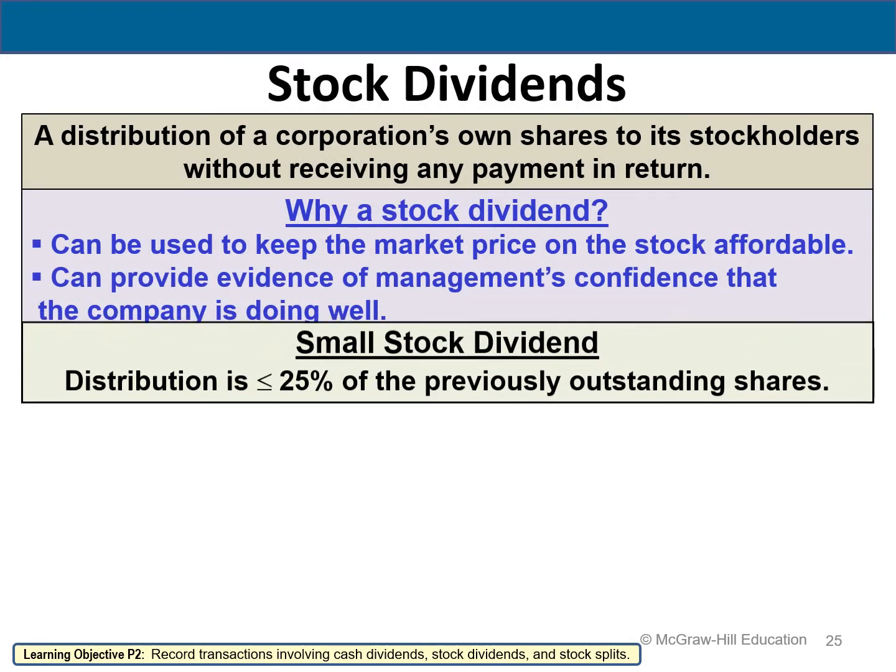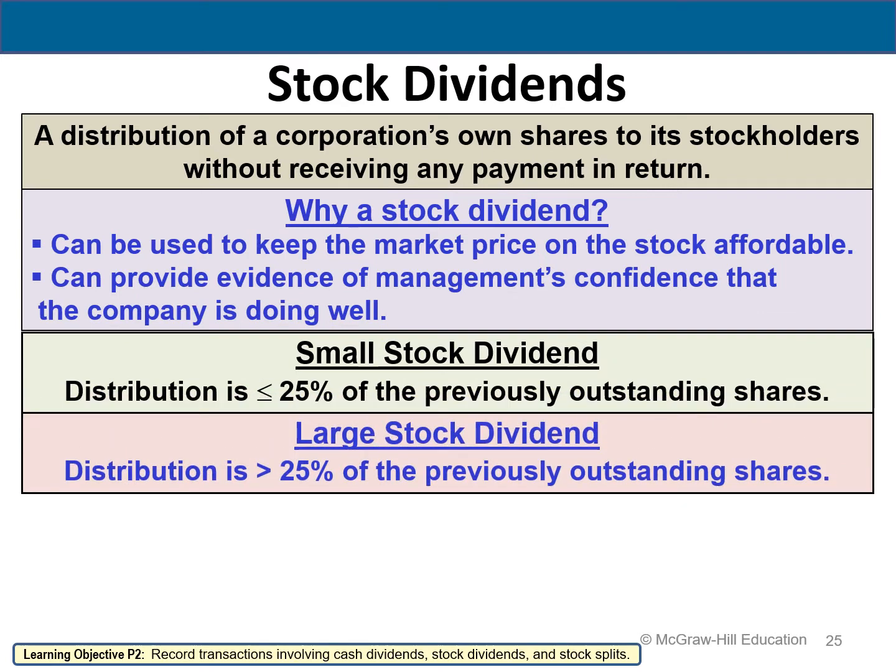All right, so let's talk about stock dividends. So stock dividends, they're declared by a corporation's directors, and they're basically a distribution of additional shares of the corporation's own stock to its stockholders without the receipt of any payment or return. So stock dividends and cash dividends are different. So stock dividends don't reduce the assets and equity, but instead they just transfer a portion of equity from retained earnings to contributed capital. And so why would we do this?